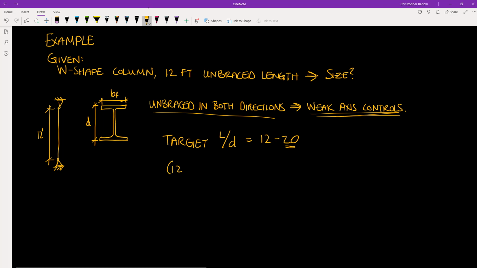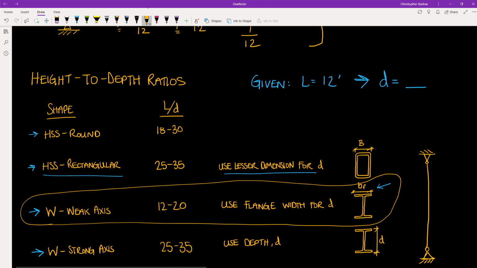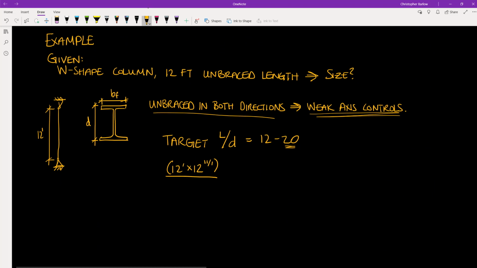And let's say we have our 12-foot column, convert to inches. We are looking for the flange width for this weak axis target. So we substitute the flange width for d in this L over d equation. And this needs to be equal to 20. And so we get an approximate flange width of 7.2 inches.